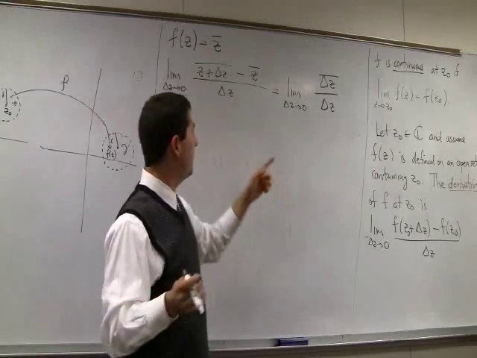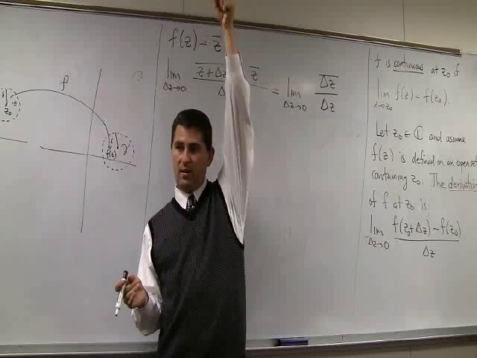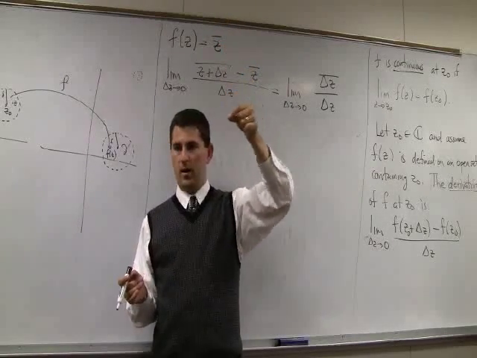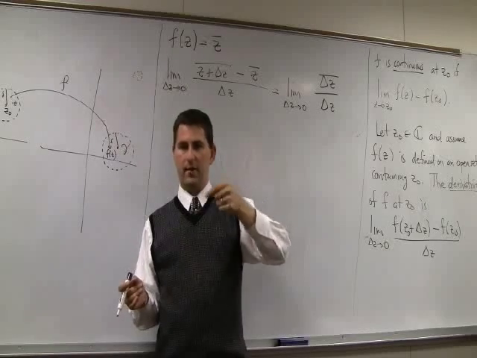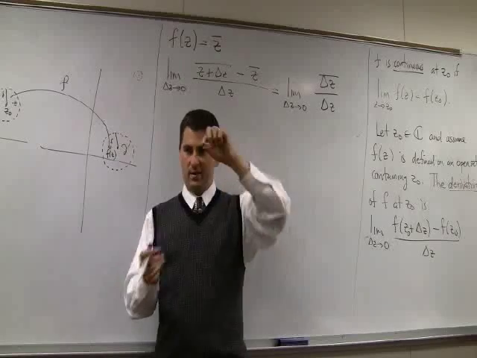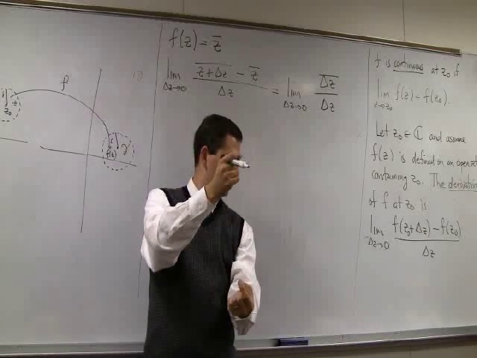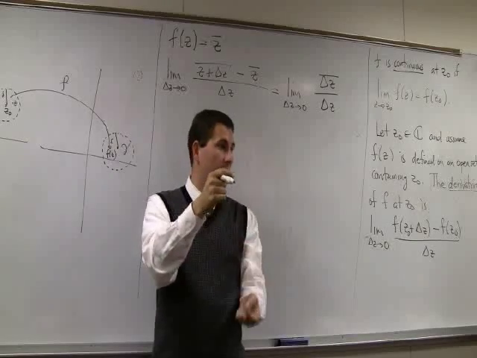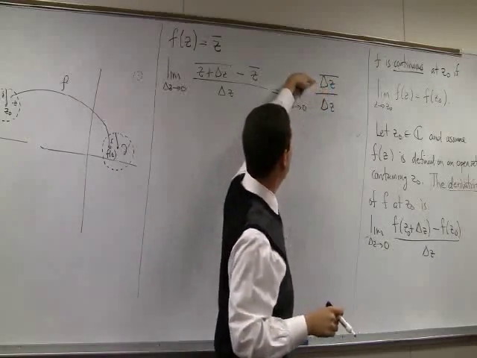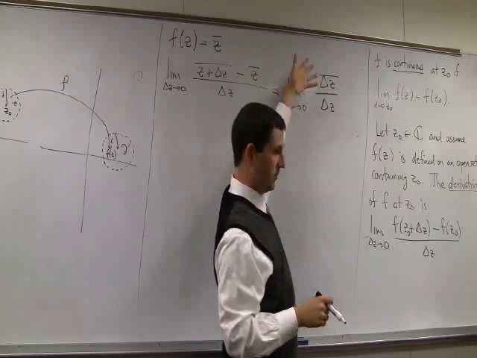Okay? But what if, instead of moving along the real axis, we move down along the imaginary axis? 5i, 4i, 3i, 2i, 1i, i over 2, i over 4, i over 8, i over 16. Now when we bar it, i over 2 becomes minus i over 2. So you can get rid of the bar by putting a minus. So you get minus delta z over delta z, which is minus 1.